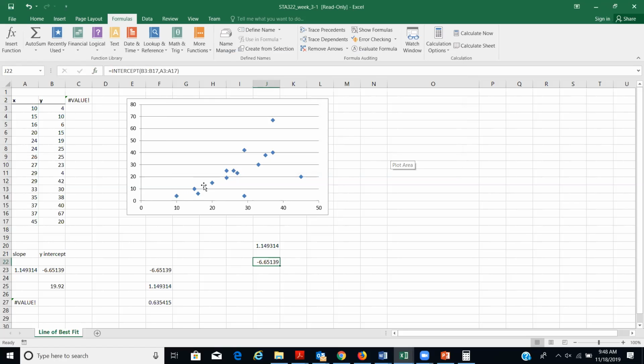So we know that the y-intercept is minus 6.65. So it's going to be down around here, because this is a scale of 10. So we know that our line will have a slope value of 1.15. So let's plug these in to our formula.